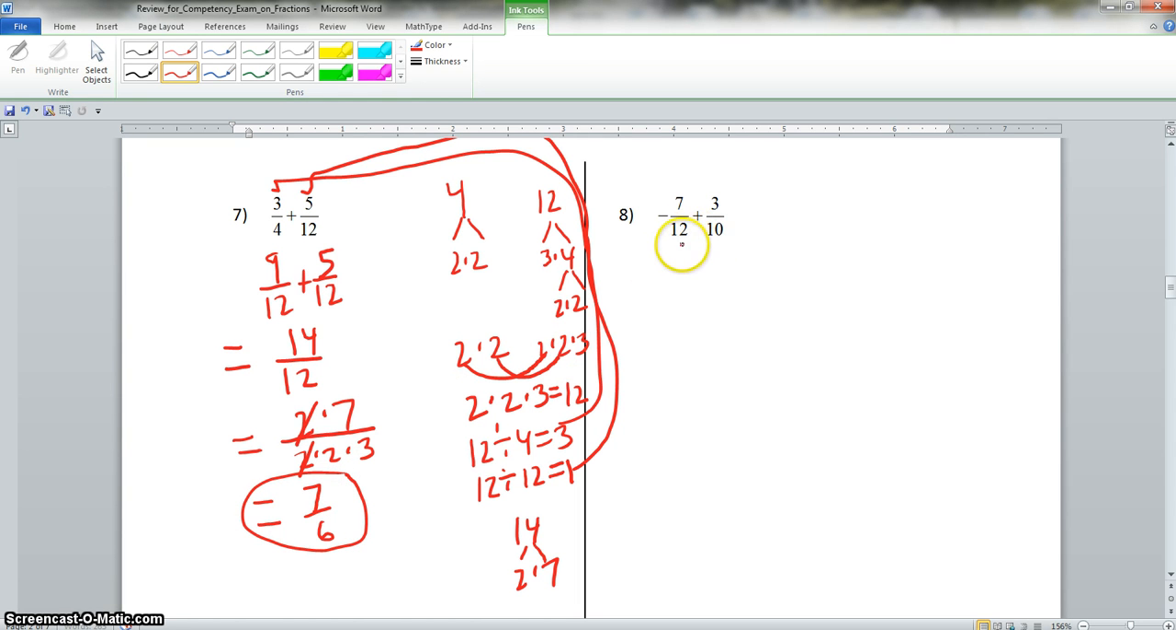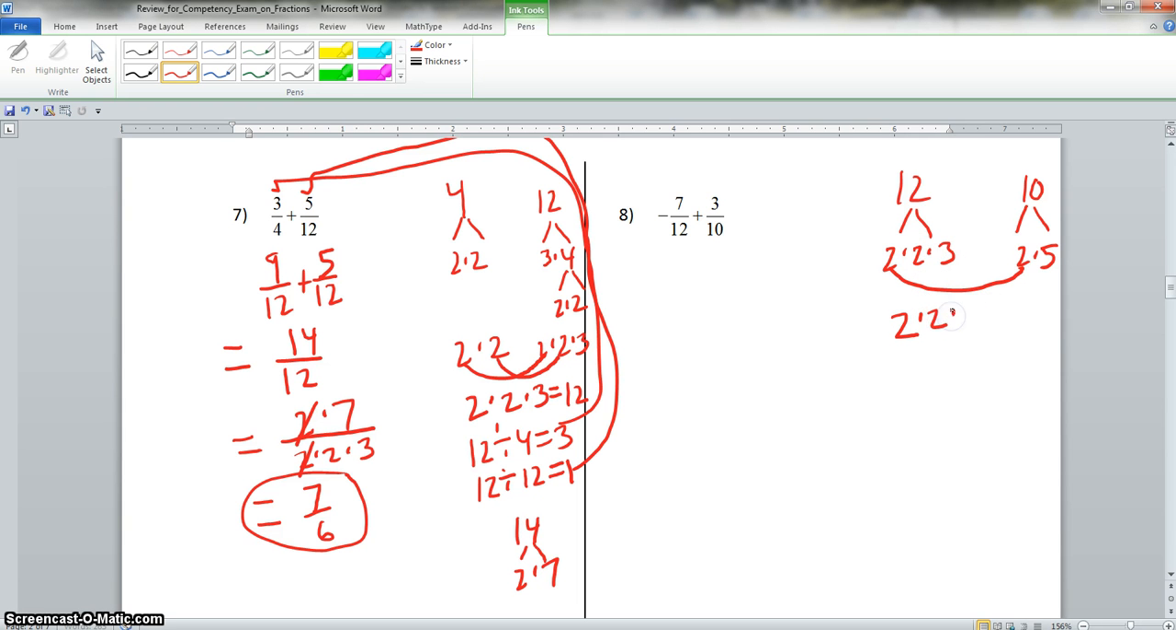We need to find the common denominator of 12 and 10. Now 12 we already have from the previous problem. We have 2 2's and a 3. 10 breaks down to 2 times 5. Now we have 2's in common here. We write that once. We have no other 2 in common. We bring that 2 down.